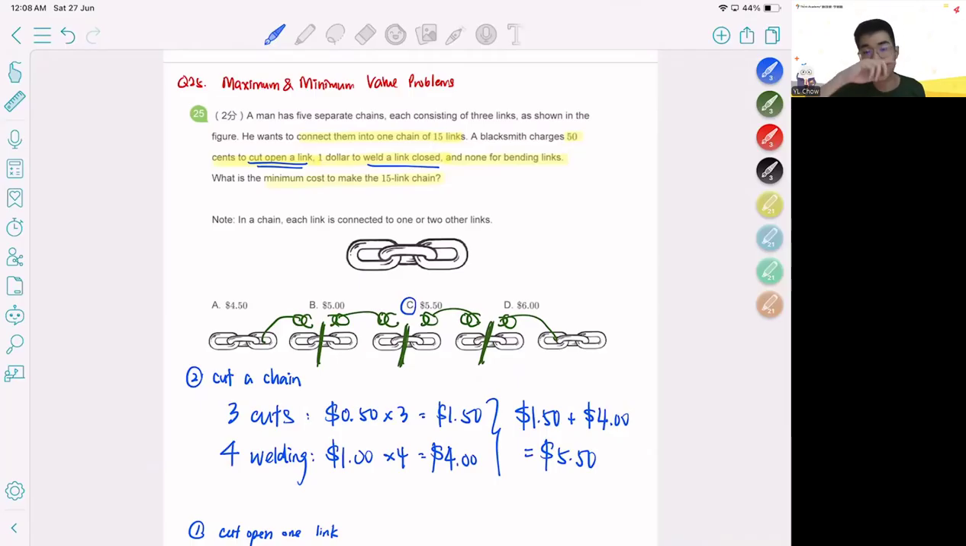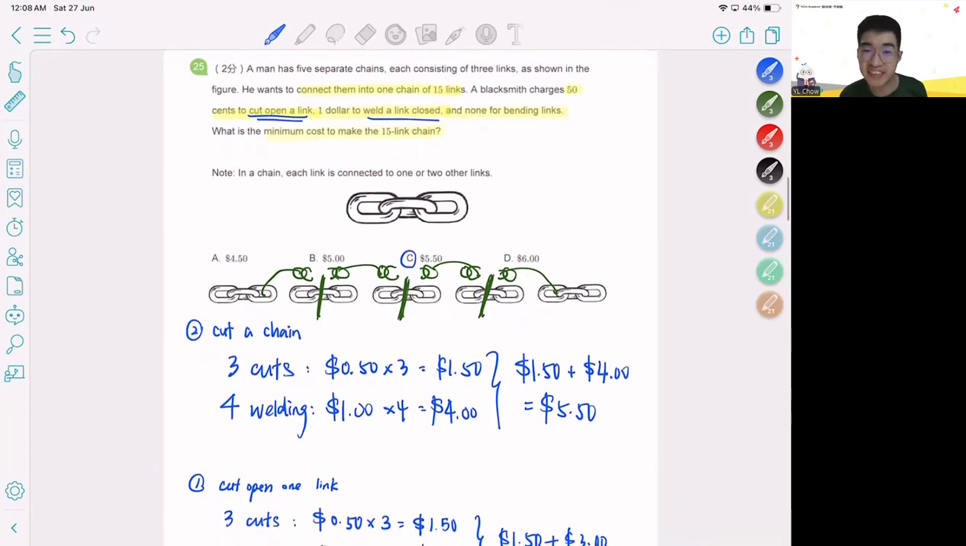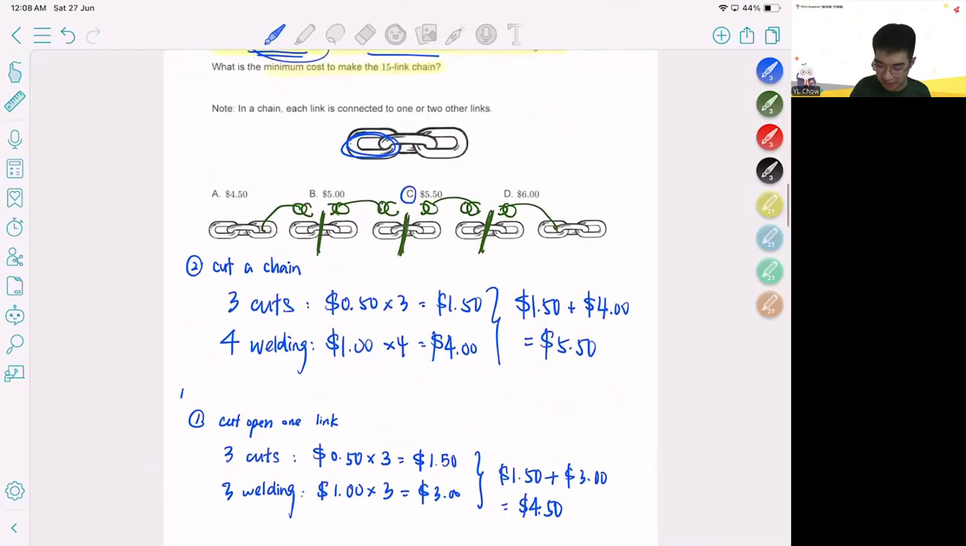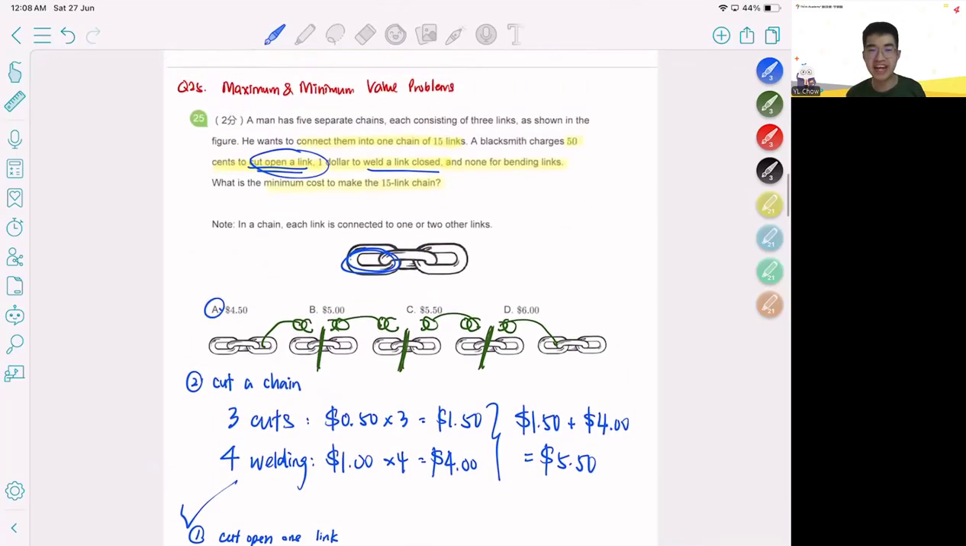Now, of course, this question is not really that clear what it means. But if we take it literally, cut open a link, and each link is actually one O in a chain, then perhaps the first way is the correct way to go. So the answer is actually A. That's why some of you might be a bit confused, and that's why the accuracy for this is particularly low. But no worries.